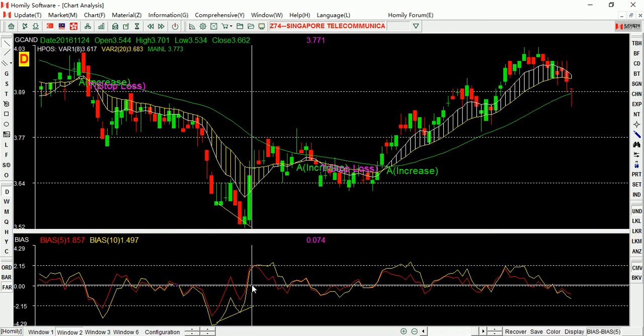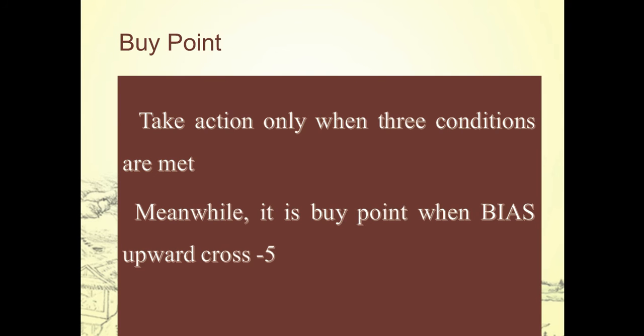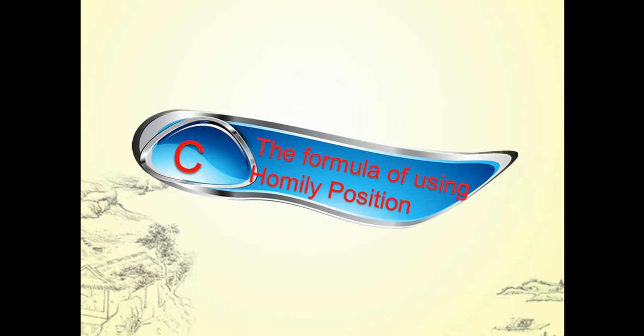Okay. When you say -5, is it the yellow line or the red line? The red line is for short term. The yellow line is for medium term. You can see the red line. Okay. So this is the second part.